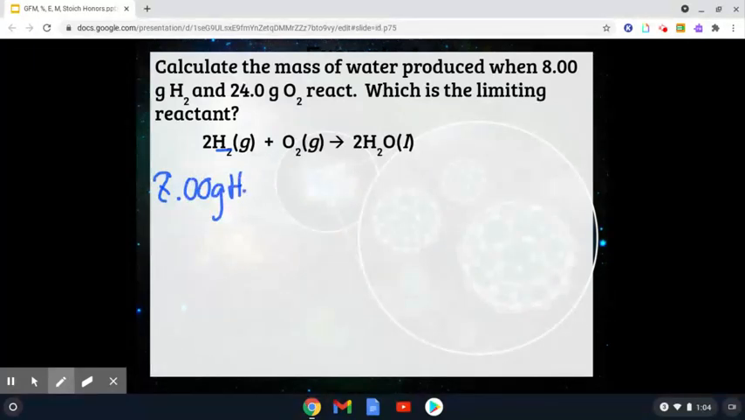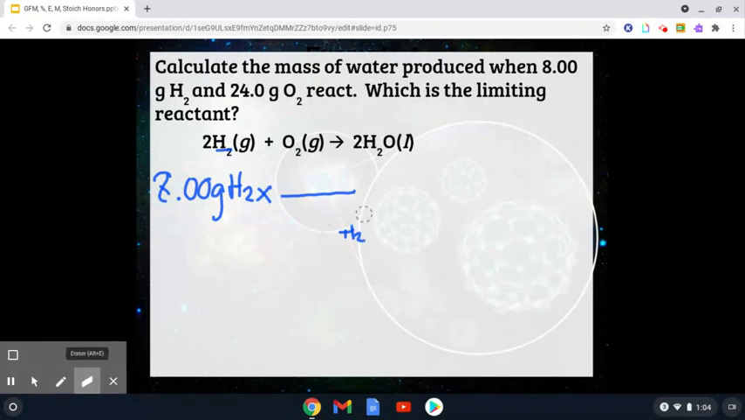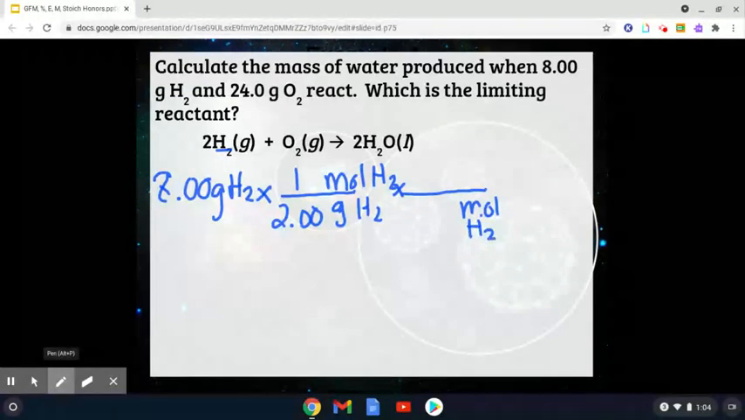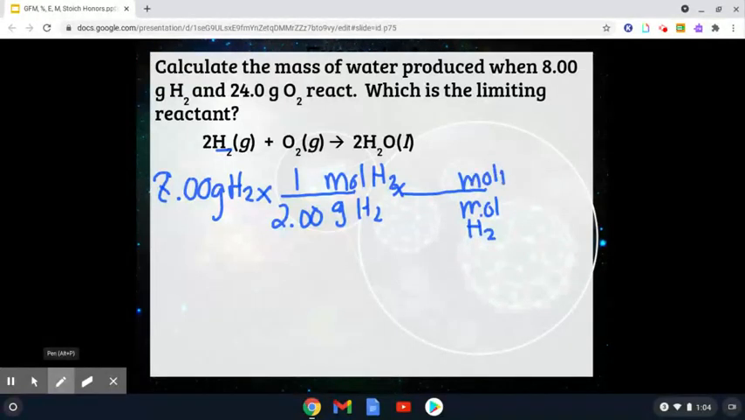of hydrogen. Need to get to moles of hydrogen. Oops. It's supposed to be grams of hydrogen, moles of hydrogen on the top. 1 mole of hydrogen is 2 grams of hydrogen. Then we're going to want to get to moles of water. So moles of hydrogen are going to be on the bottom and moles of water are going to be on the top. This comes right from the chemical equation. For every 2 moles of hydrogen, there are 2 moles of water.